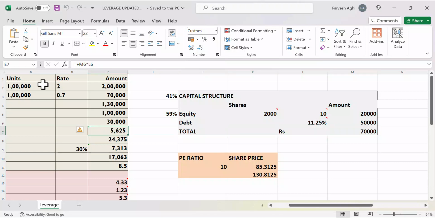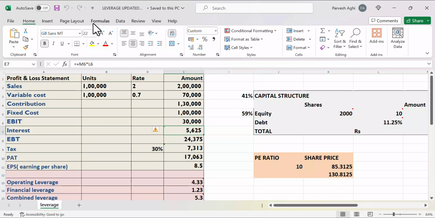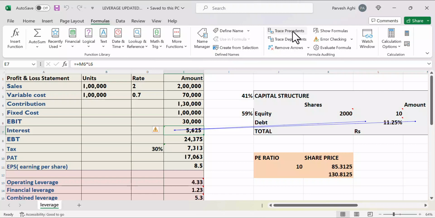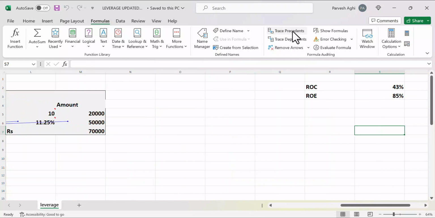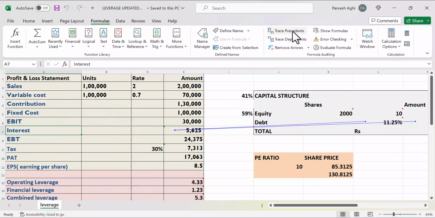Now let's go here and see. The interest is 5,625, which is calculated based on this formula. We can just check that it is based on 50,000 into 11.25%. It's coming here. Is that okay? So 5,625. Is that okay?